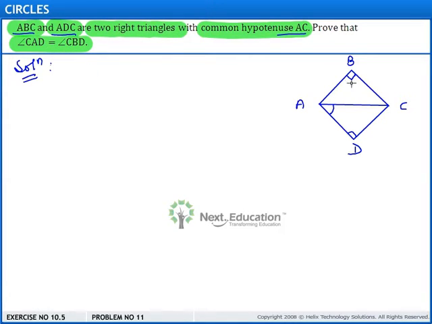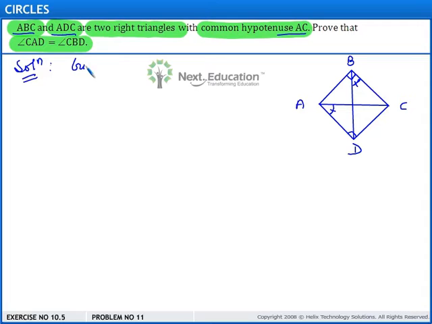So let us join BD. So we have to prove that angle CAD is equal to angle CBD. That is, these two angles, we have to show that these two angles are equal.